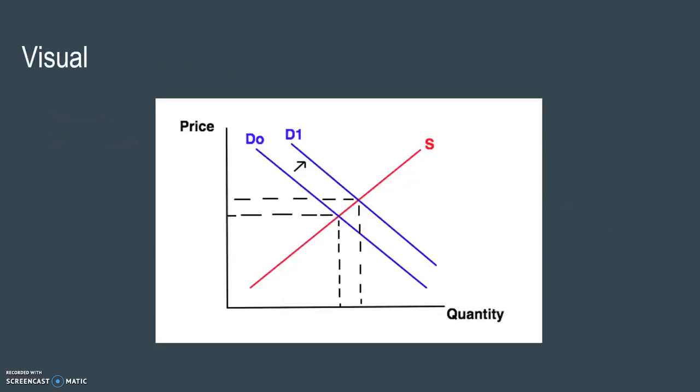In this graph, we can see a shift of demand to the right, causing an appreciation of the Australian dollar against the US dollar.